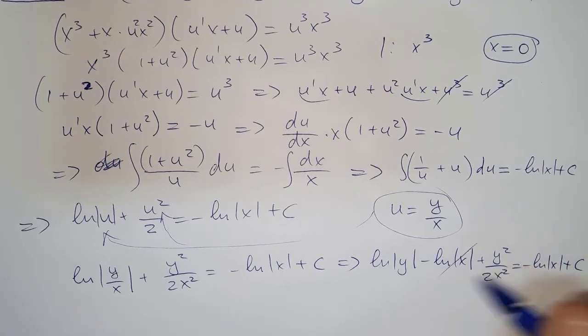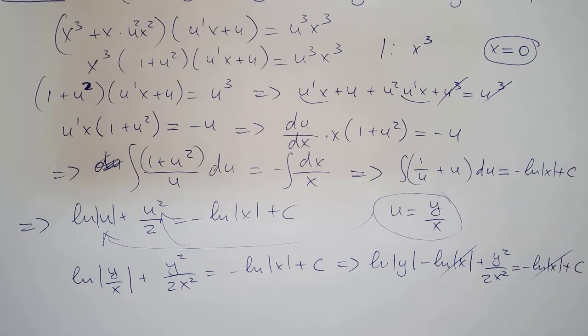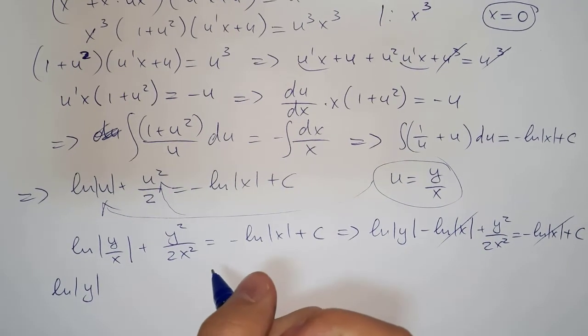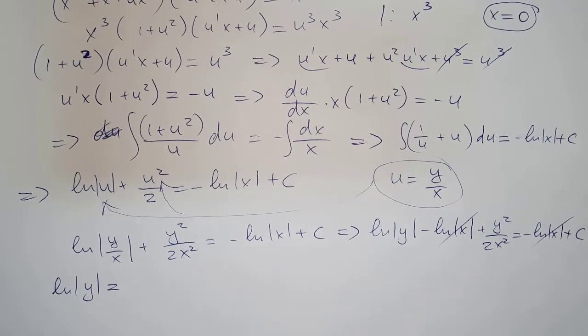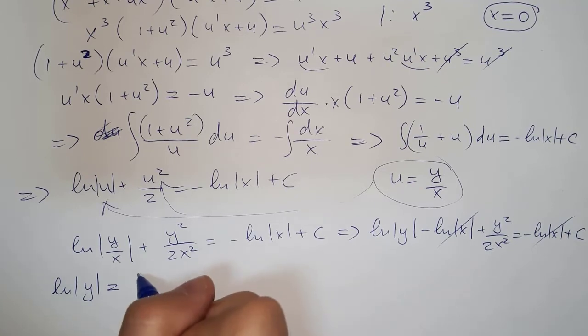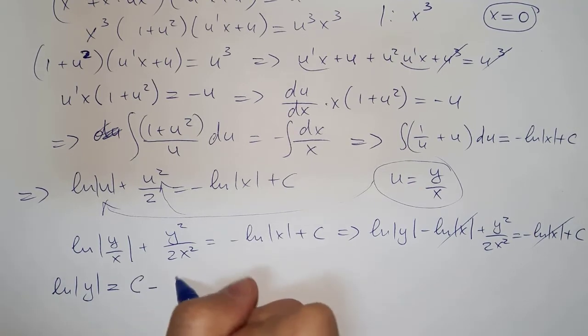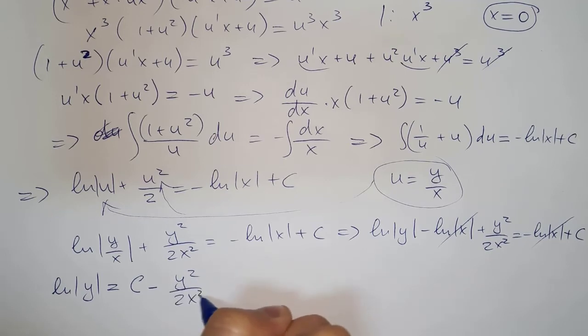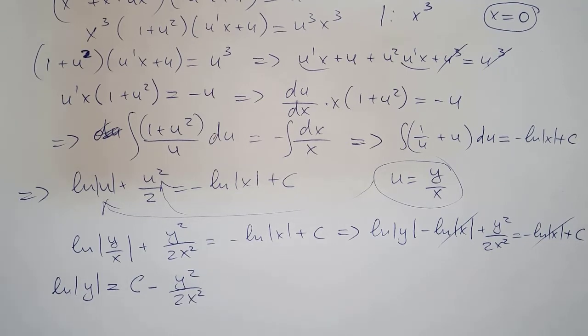So here they are cancelled, and we have the next one: natural logarithm of y equals, so what we'll get here, constant c minus y squared over 2x squared.